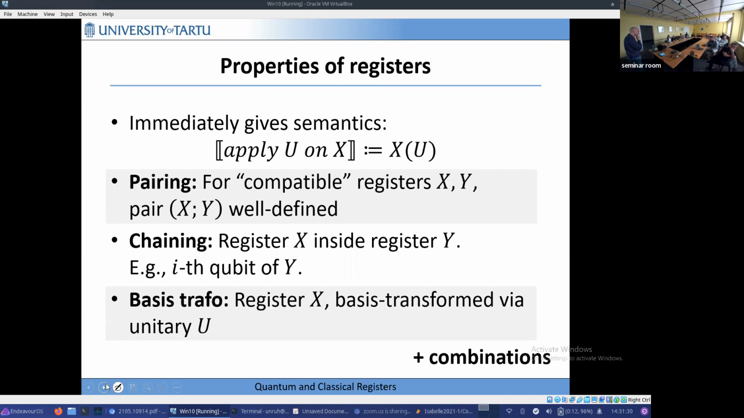So pairing is actually something that I found quite hard to get going in a general way, which was one of the big motivations. It's when X and Y are registers and they're compatible in some way, and I will come to details of that on the next slide, then X and Y together is well defined and does in some way represent the registers X and Y together as a single register.